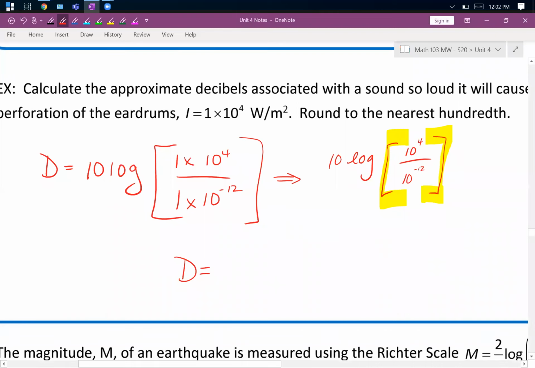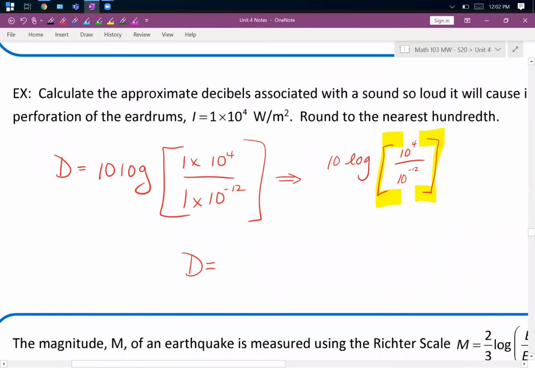I got 160. 160 decibels. I got that too. There we go.